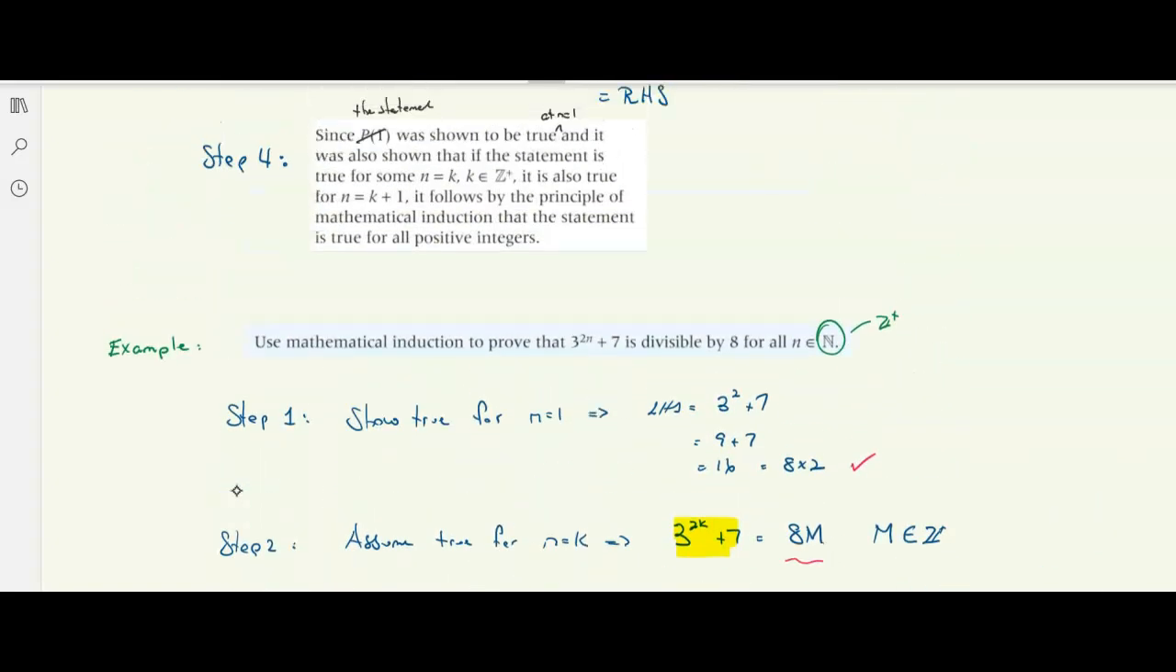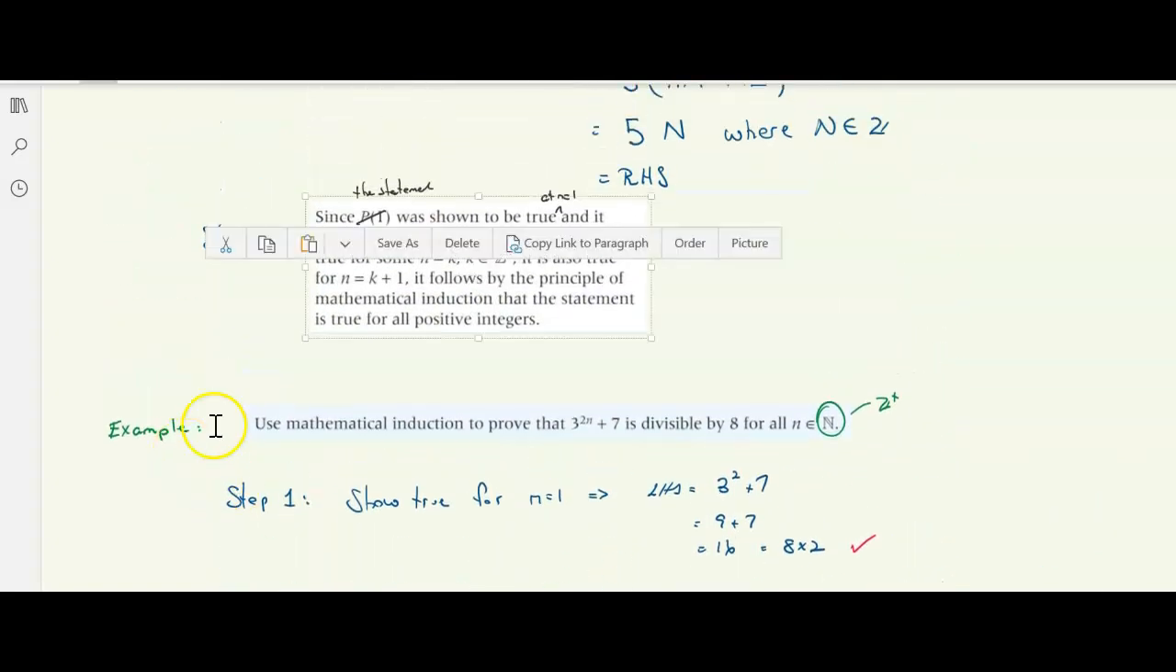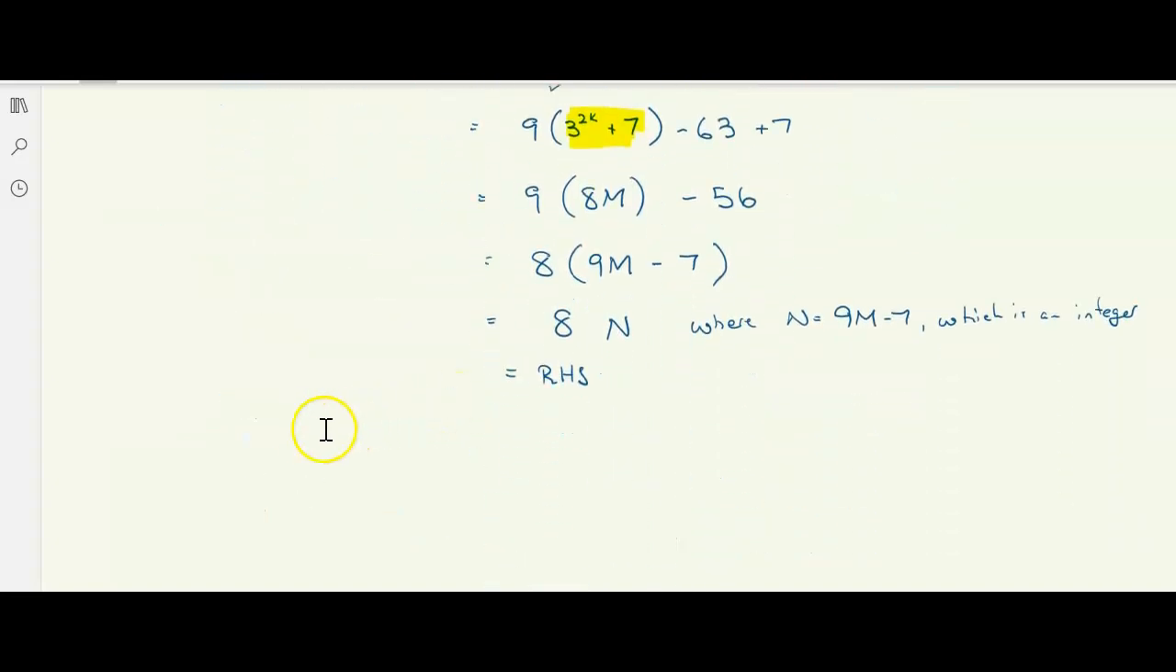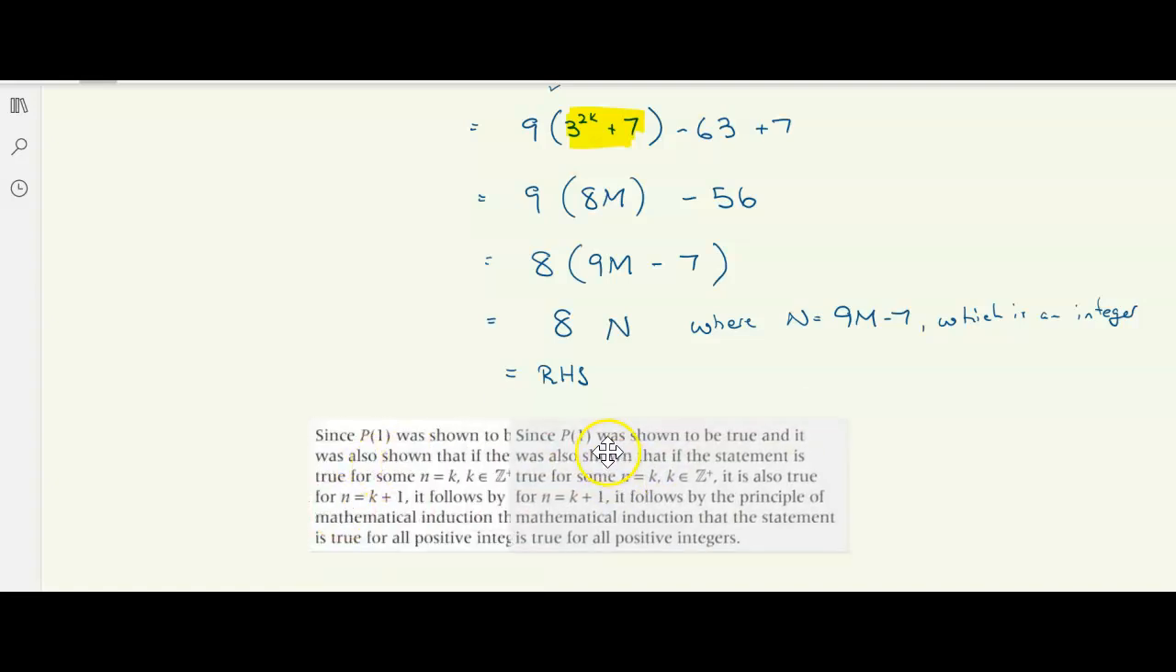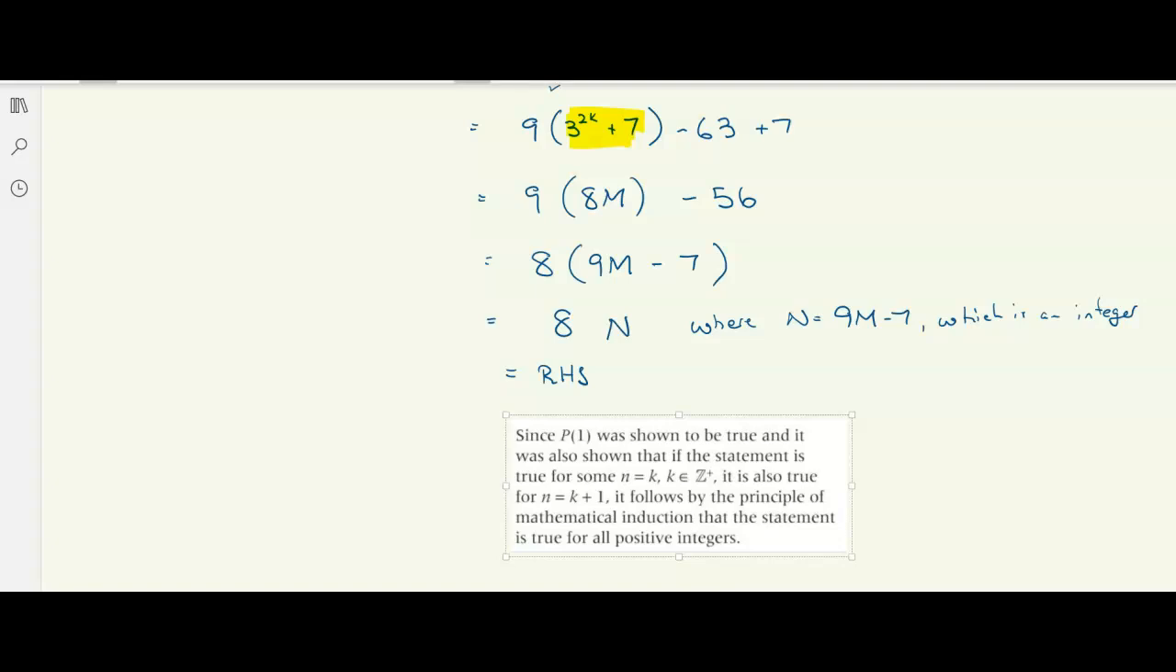So step 4 is just again to copy, and it's a shame you can't do this in an exam, paste. Since the statement was shown to be true at n equals 1, and that's all done. Okay, I think we can do now, what is our exercise?